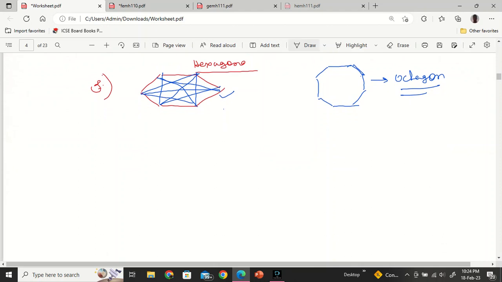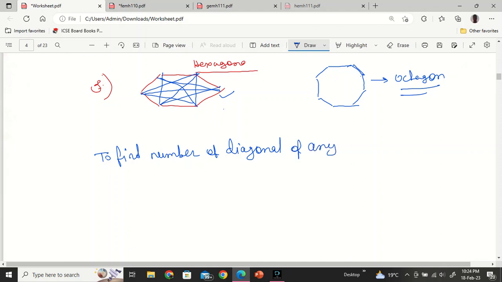But don't worry, we have a formula for this. To find the number of diagonals of any polygon, the formula is n into (n minus 3) by 2. Okay, so I am giving you an example.